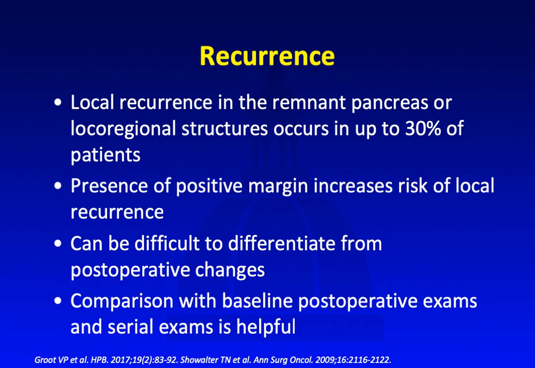Local recurrence in the remnant pancreas or local regional structures occurs in up to 30% of the patients. The presence of a positive margin increases the risk of local recurrence, and when you only have one exam, it can be very difficult to differentiate recurrence from expected postoperative changes. So comparison with baseline post-op exams and serial exams is very helpful.